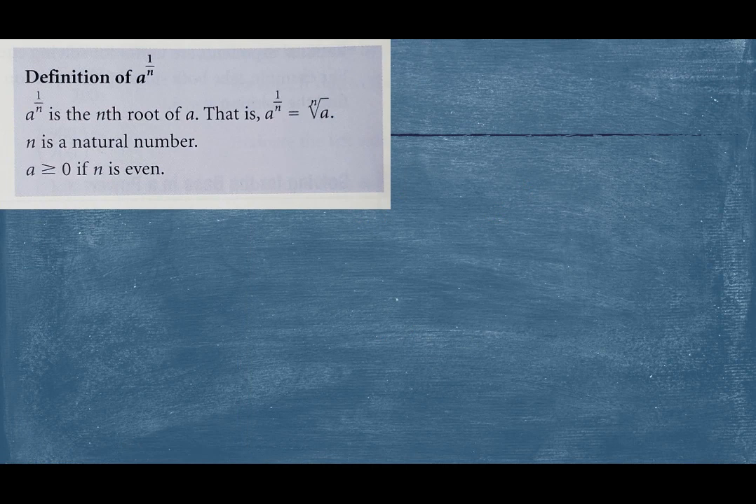So first, let's look at 1 over n. So a to the power of 1 over n is the nth root of a. n has got to be a natural number, like 1, 2, 3, 4, etc., and it's got to be greater than or equal to 0.